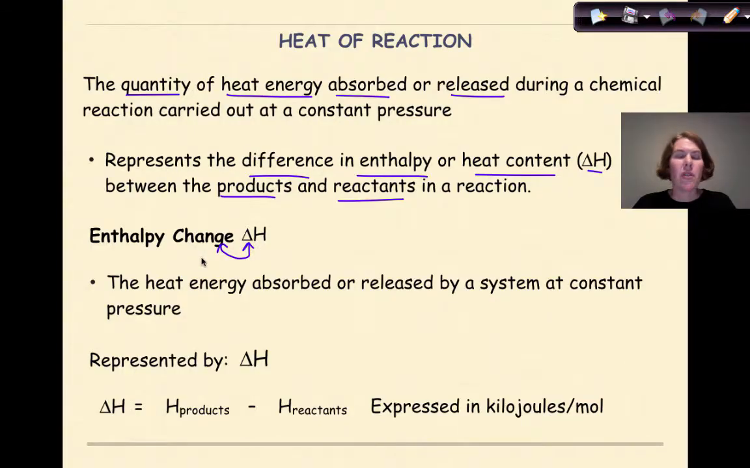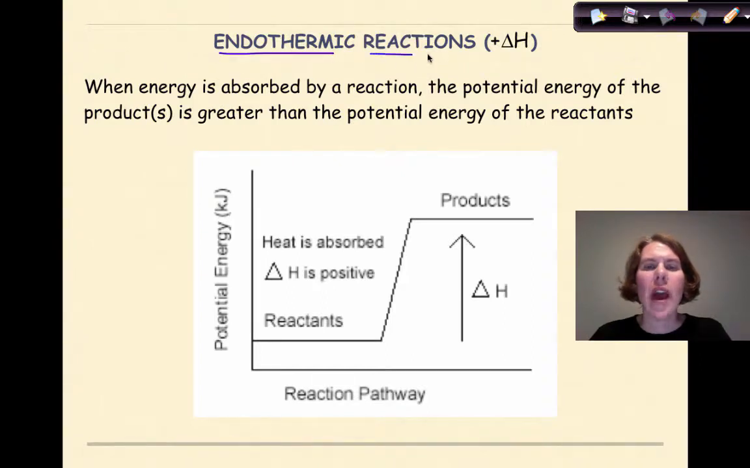So delta H literally means change in enthalpy, because we know enthalpy is heat, the H in there, compared to something known as entropy, which we'll talk about later. Enthalpy change is just change in heat. Enthalpy change is defined as the heat energy either absorbed or released by a system at a constant pressure, and it's represented by a delta H. Now, in order to calculate this delta H, we're going to take the heat of the products minus the heat of reactants. Typically it is expressed in kilojoules per 1 mole. Let's talk about endothermic reactions.